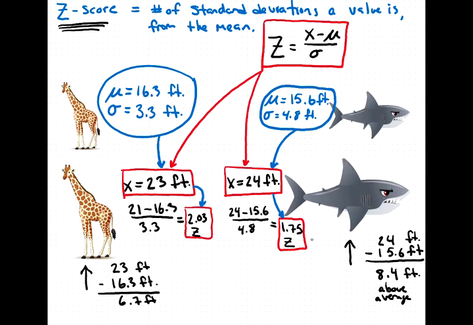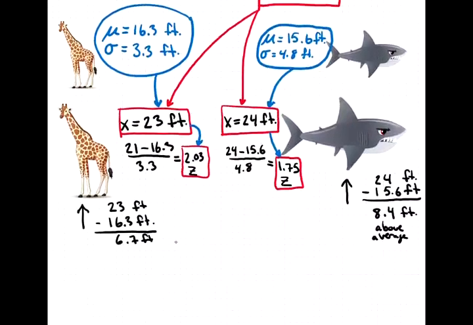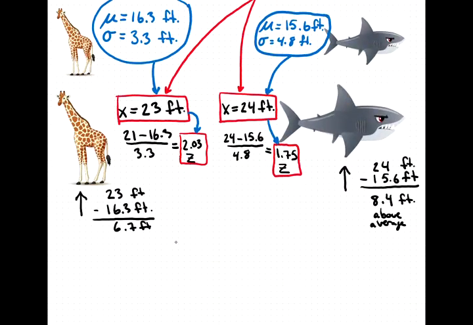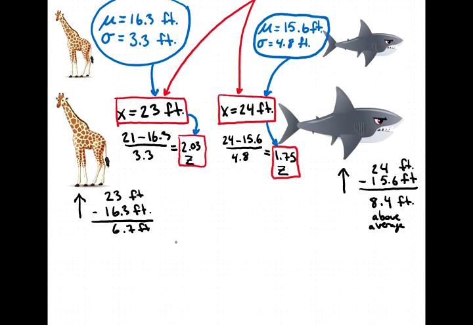So there's two things I want to make note of here. One, the giraffe being 23 feet tall is more unusual than the great white shark being 24 feet long. And that's simply because it has a larger z-score. The larger the z-score, the more unusual the event. And we could be more specific here and say a 24-foot great white shark is not unusual from a statistical standpoint, but a 23-foot tall giraffe is.